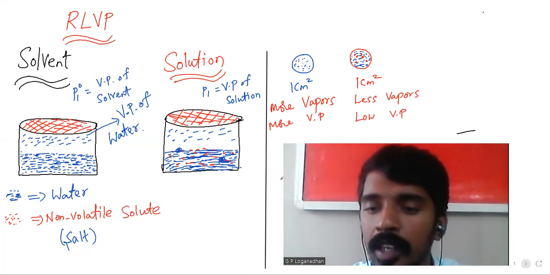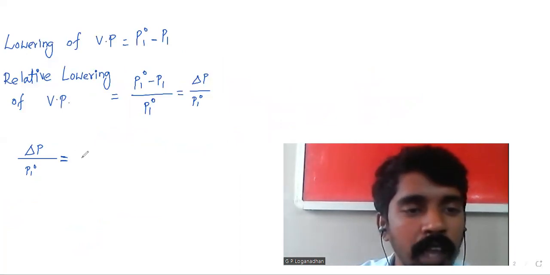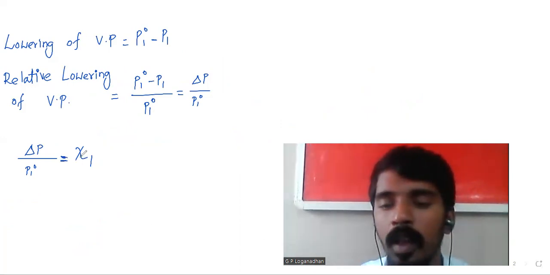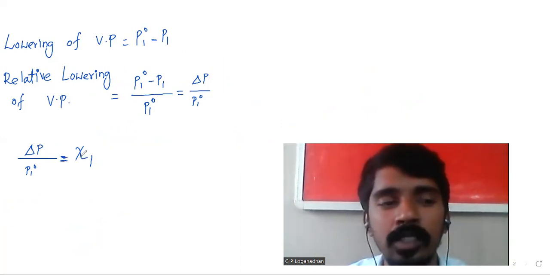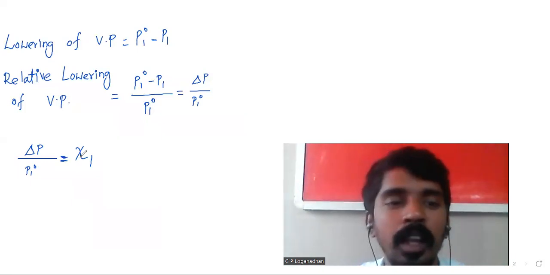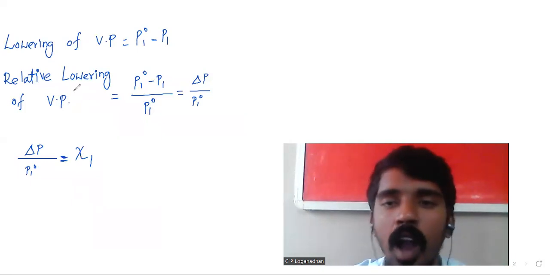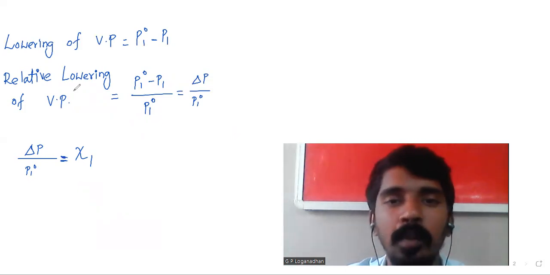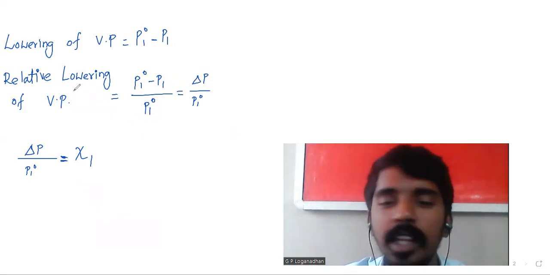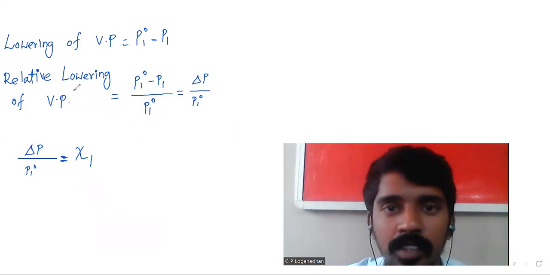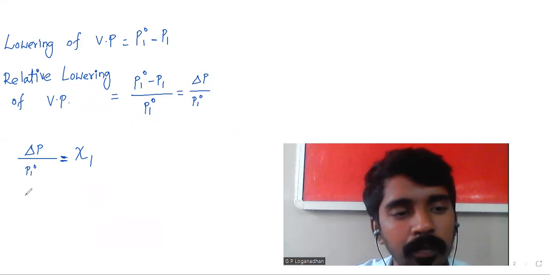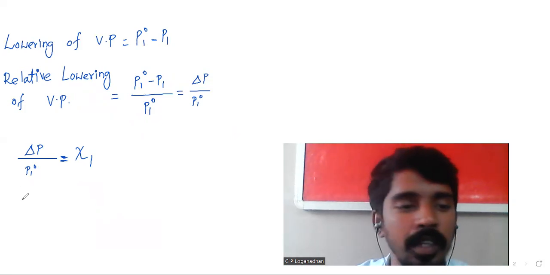So you will be writing mole fraction of solute. The change will be equal to the mole fraction of the solute. It does not depend whether it is sucrose or glucose or any other. It completely depends on how many particles are there, how much space they are occupying, right? So it depends only on the number of particles, and that is why this is also known as a colligative property.